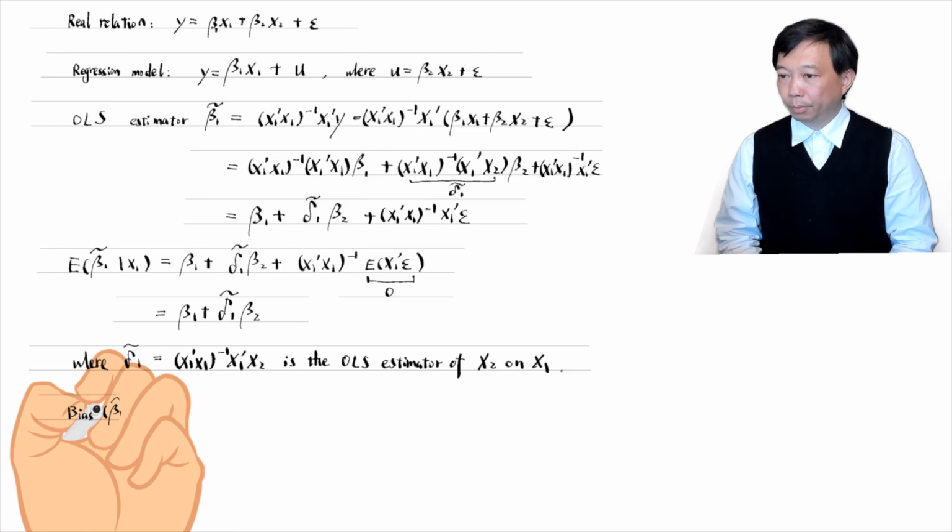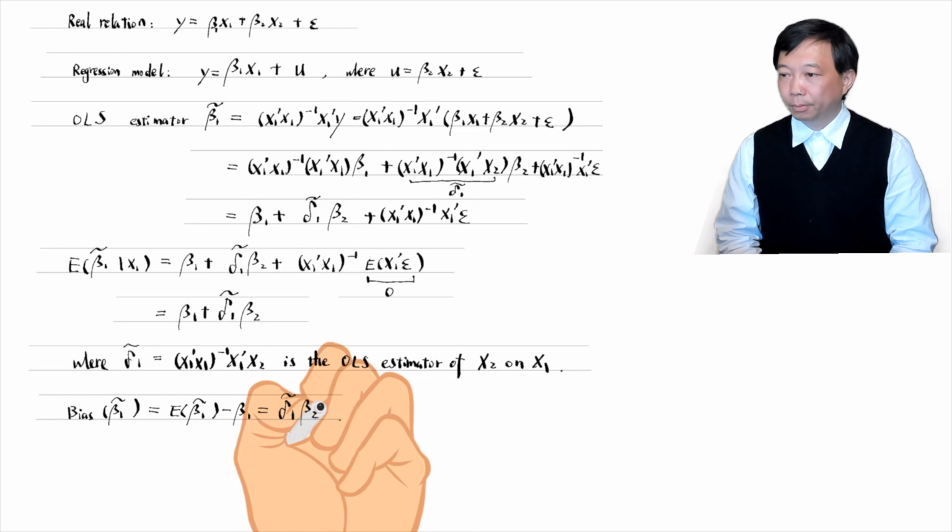The additional term is the omitted variable bias. It comes from the omitted variable x2. It equals delta1 tilde times beta2. Delta1 tilde is the slope estimator from the OLS regression of x2 on x1. It has the same sign as the correlation between x1 and x2. Beta2 is the effect of x2 on y in the true relation equation. This is the formula for the omitted variable bias.